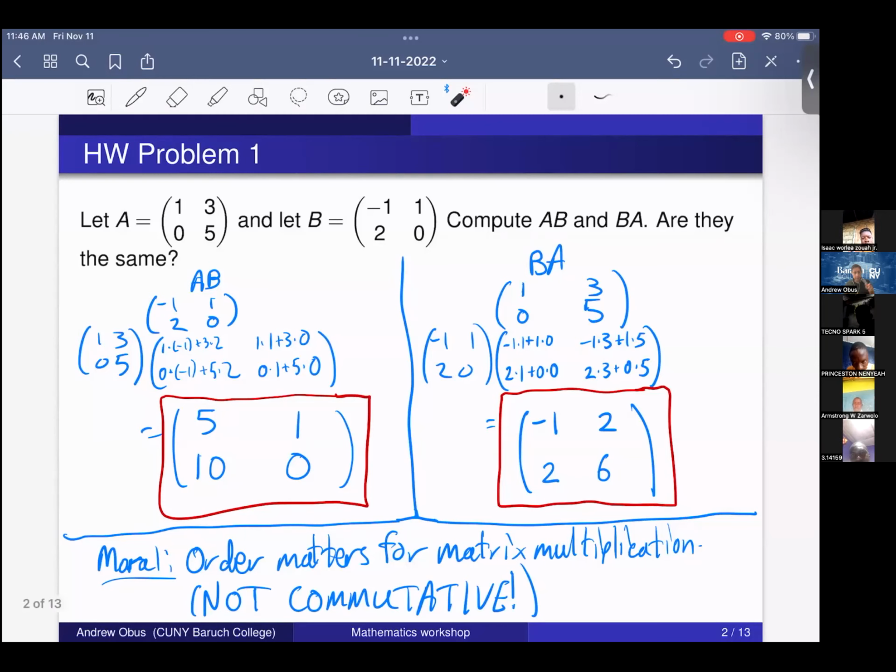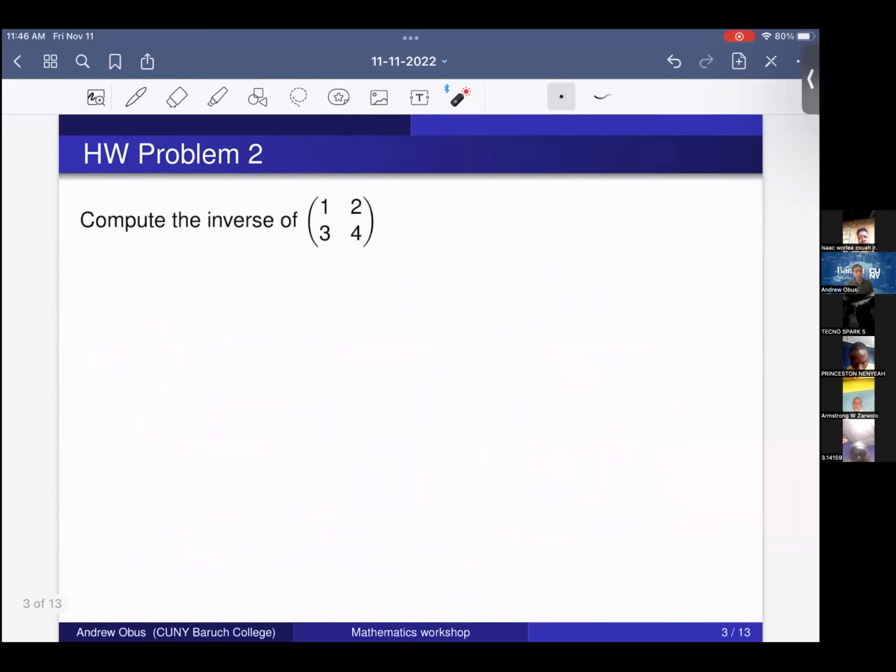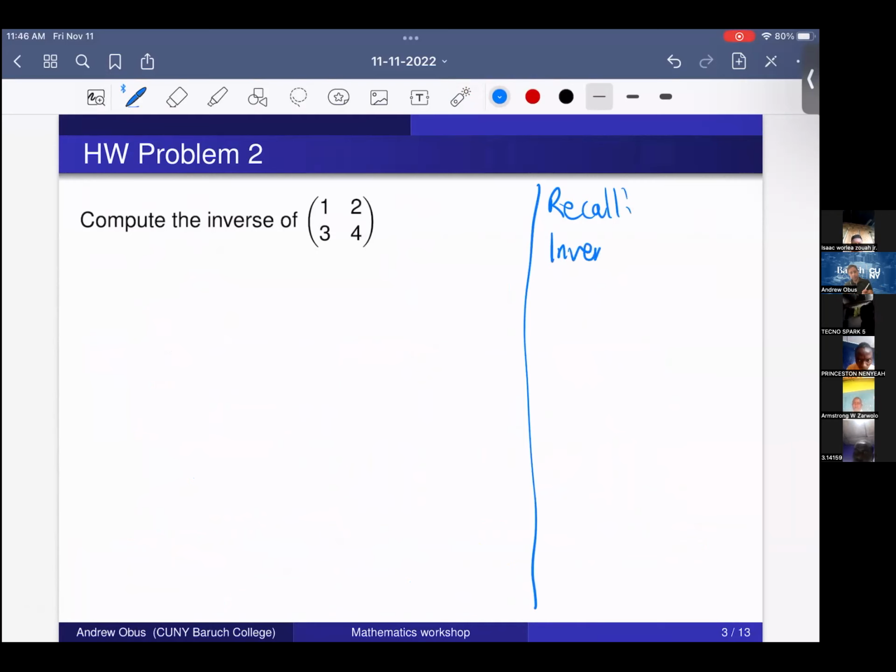Okay, let's go to the next problem. So this was compute the inverse of 1, 2, 3, 4. So let me just recall the formula that we did last time. Recall that the inverse of A, B, C, D is equal to 1 over AD minus BC times the matrix. Well, we switch the A and the D, and we negate the B and the C. Okay. So this was the formula.